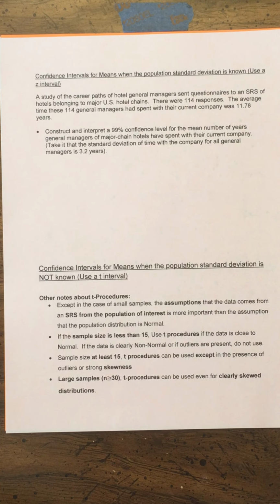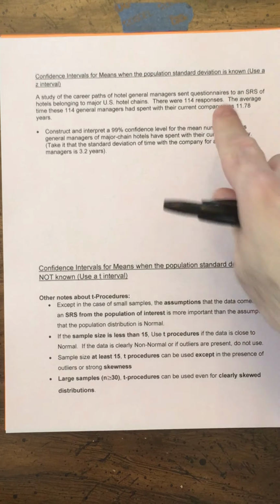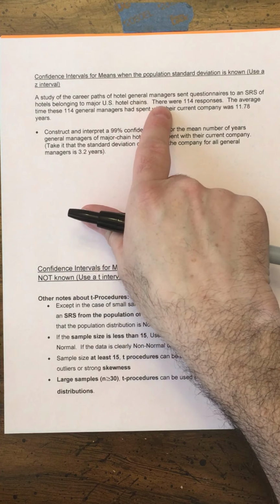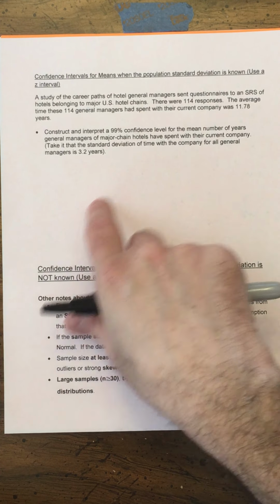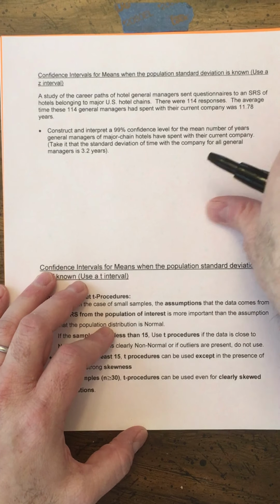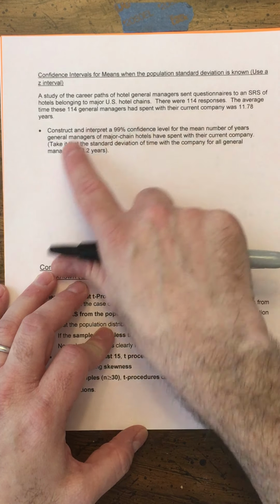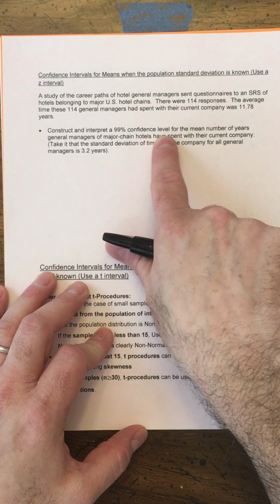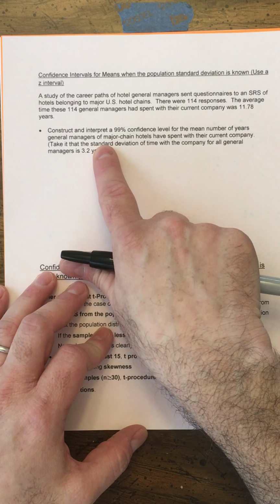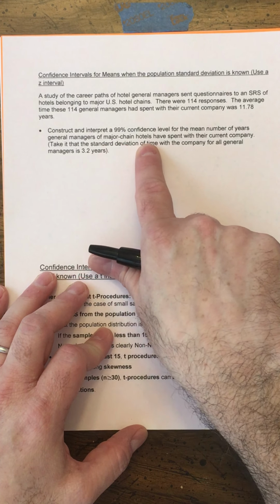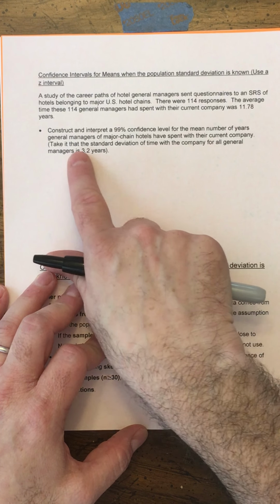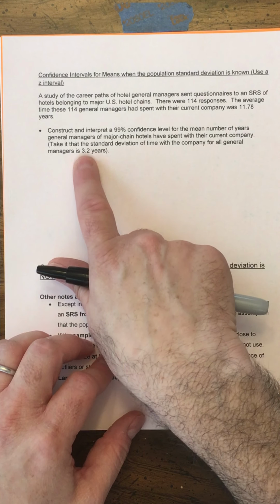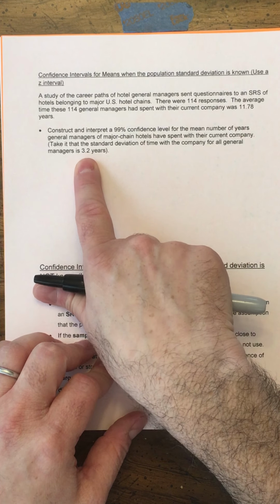A study of the career paths of hotel managers sent questionnaires to an SRS of hotels belonging to major U.S. hotel chains. There were 114 responses. The average time these 114 general managers had spent at their current company was 11.78 years. Construct and interpret a 99% confidence interval for the mean number of years general managers of major chain hotels have spent with their current company. And here they're giving us the standard deviation for the population. Again, that's not normally something that you would know, but let's just say it is. Let's say it's 3.2 years.